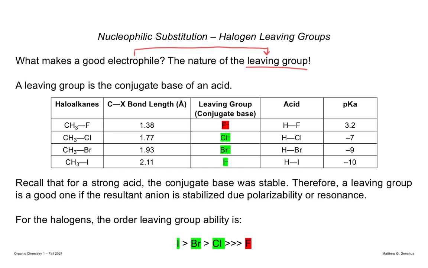So what makes a good leaving group is the ability of that atom to accept those electrons. And in the case of the haloalkanes, as shown here, notice that part's not changing. It's all methyl, and what's changing is the leaving group. So when that bond breaks between carbon and X, where X is the halogen, that's what you're forming. So the halide with the negative charge.